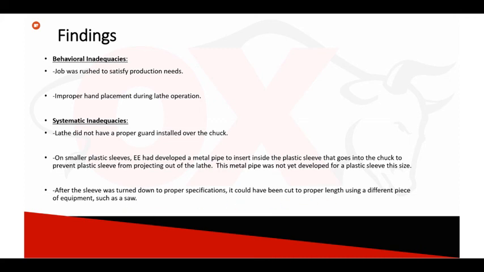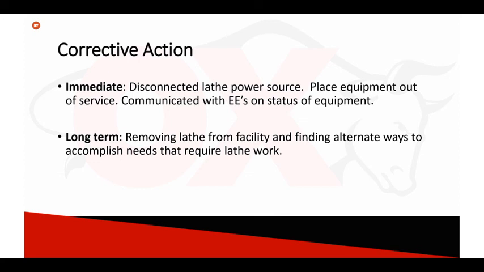Page 10. Corrective actions. The immediate corrective actions. We disconnected the lathe power source, placed equipment out of service, and communicated with employees on status of the equipment. Long term. We removed the lathe from the facility and we found alternative ways to accomplish the needs that required lathe work.